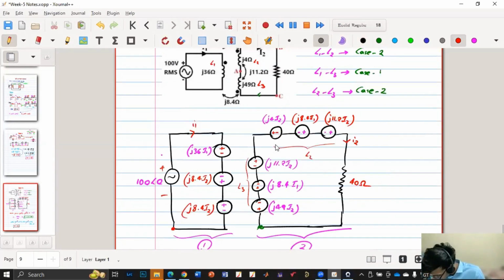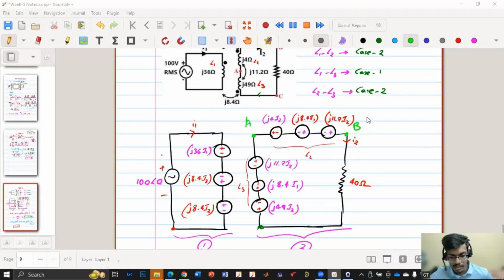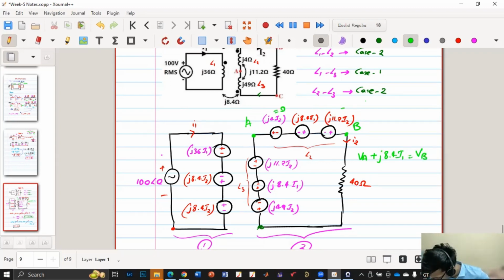So using a different color, say this is my A. So this is my B. I2 is 0, right? Simply I2 is 0, so I will only consider I1 terms. Yes, someone has mentioned 0. You are right, Amit. So now VA plus J 8.4 I1 is equal to VB. Do you agree? Because I2 is 0, I will neglect this to be 0, this to be 0. Only the I1 term will be there.